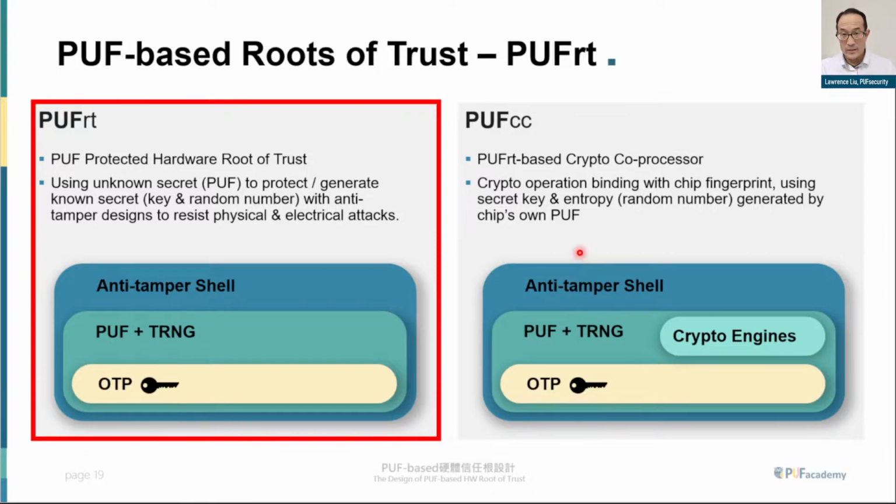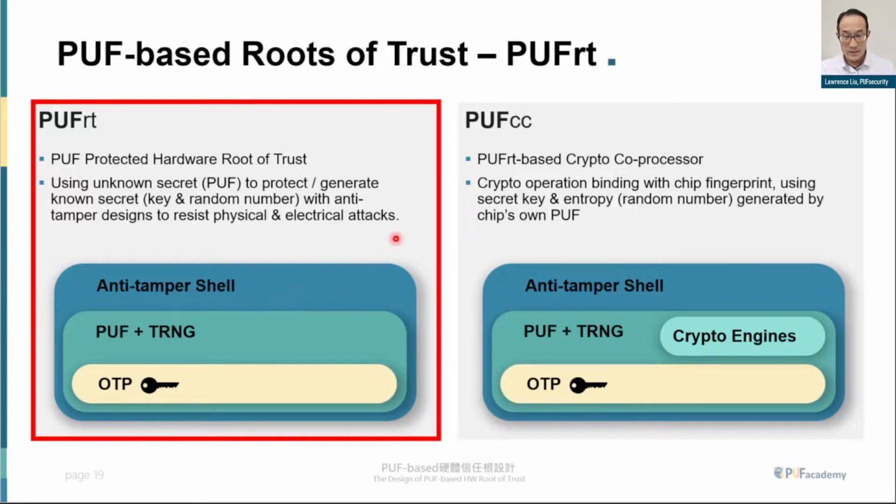So as I mentioned before, we have two products to introduce today. The first is PUFrt and the second is PUFcc, which we'll get into in the next section. PUFrt is a PUF-based hardware root of trust, and at its core is the secure storage based on the anti-fuse OTP technology, protected using entropy from the PUF and TRNG, all wrapped in anti-tampering designs, which were detailed in the previous slide.